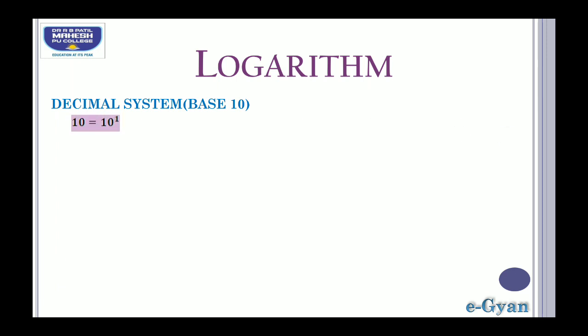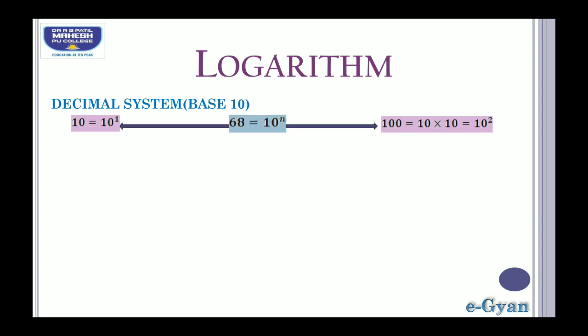Now when 10 is equal to 10 to the power of 1 and 100 is 10 to the power of 2, let us choose a number, say 68, and if we would like to write 68 in terms of a power of 10, I'll write it as 10 to the power of n. Now what should be the value of n? Since 10 is 10 to the power of 1 and 100 is 10 to the power of 2, 68 lies between 10 and 100. Therefore, the value of n should lie between 1 and 2.